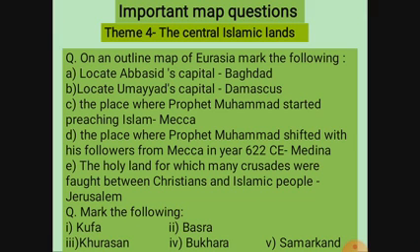Now besides these, the question can be asked directly like mark the following places. So Kufa, Basra, Khurasan, Bukhara, Samarkand. So these are some of the important places, places which are important from the Islamic point of view. Many of these places emerged as important Islamic centers. So let's see where is Kufa, Basra, Khurasan, Bukhara and Samarkand.